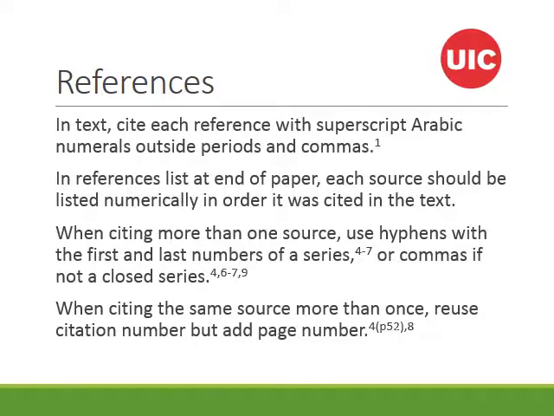And finally, if you cite the same document or source more than one time in the same paper, reuse the original citation number and add the page number. So if you cite the same article 3 times, you're not going to have 3 references at the end of your paper, you'll only have 1.